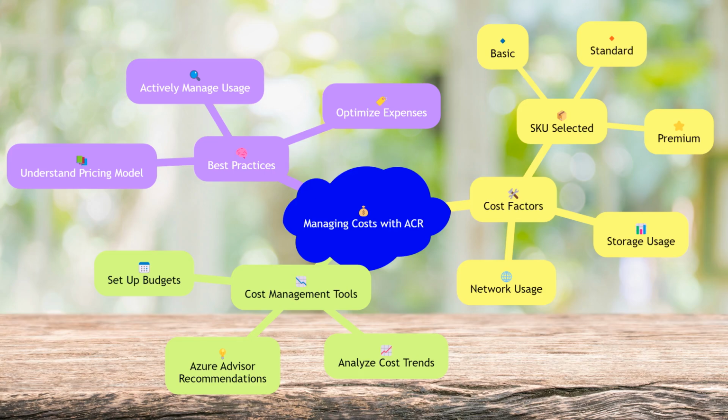Managing costs is an important aspect of using ACR. The cost depends on the SKU selected, basic, standard, premium, and the storage and network usage. Azure provides cost management tools to monitor and optimize your spending. You can set up budgets, analyze cost trends, and use Azure Advisor recommendations to reduce costs. Understanding the pricing model and actively managing usage helps in optimizing expenses.